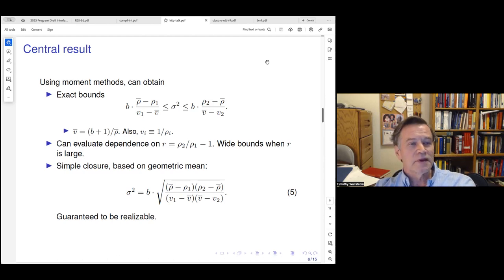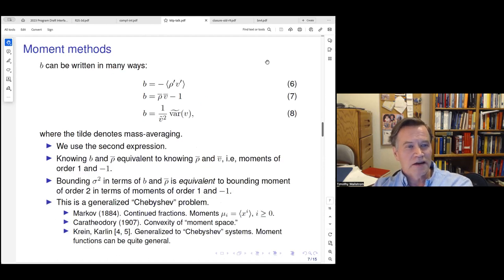So moving on, the moment methods, the way they come up, V can actually be written in many different ways. And the usual approach is this negative covariance of rho prime and V prime. But if you just plug in rho minus rho bar and the same for V, you get this other expression, mean of rho, mean of V minus 1.